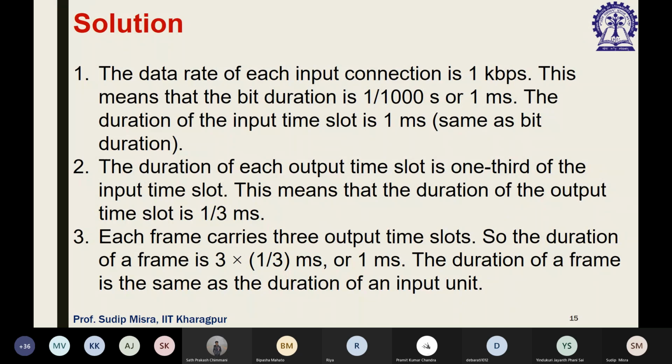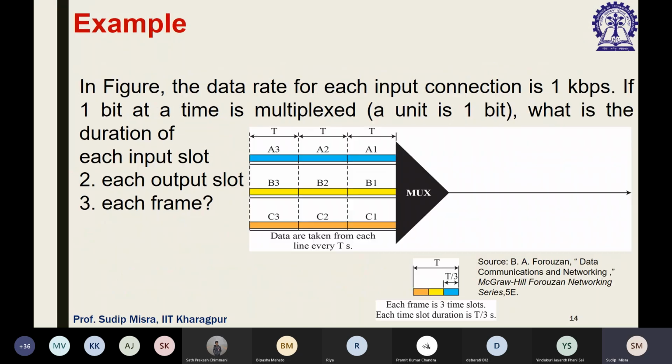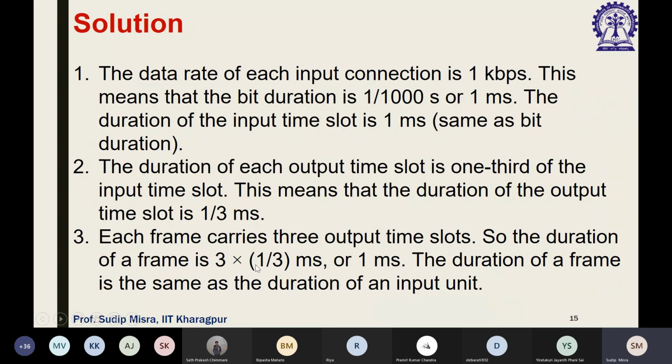right? Now you are putting them all in the form of frames. So what about the frame? It is going to be 1/3 plus 1/3 plus 1/3, which is 1/3 into 3, which is going to be 1 millisecond again. So the duration of the frame is the same as the duration of the input unit.